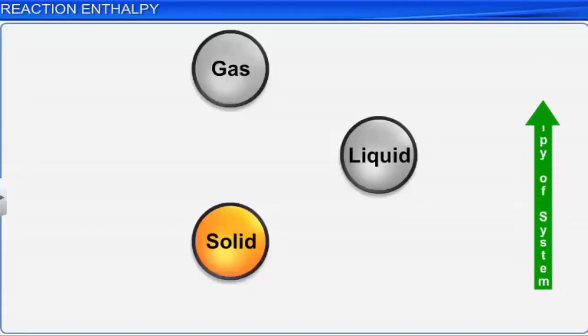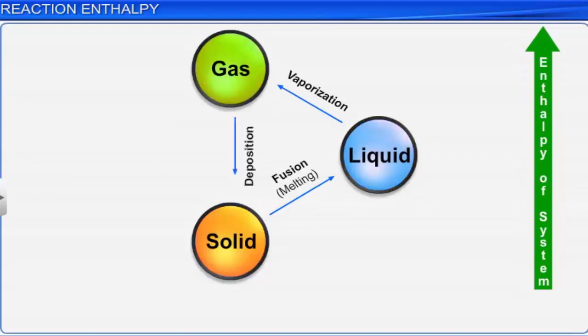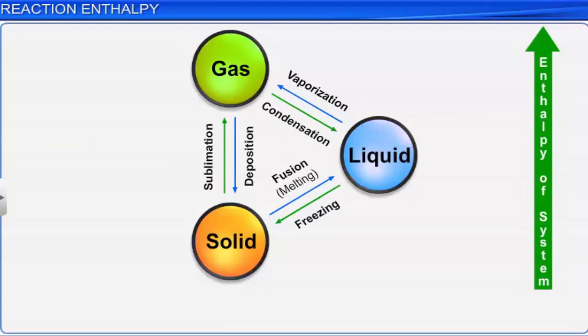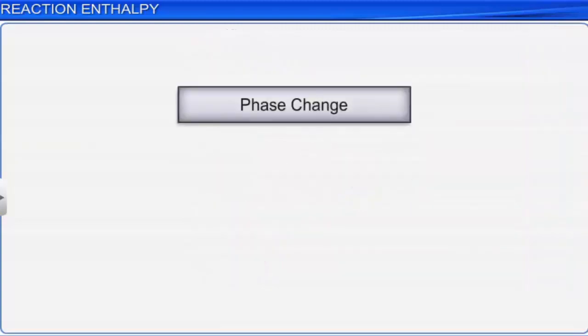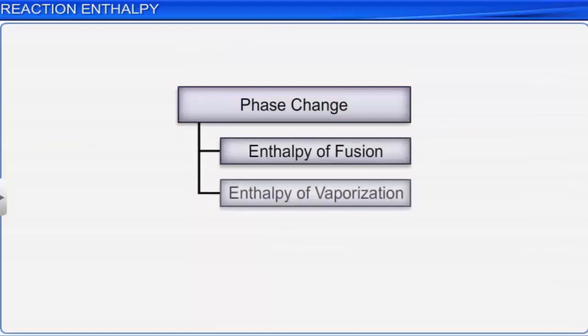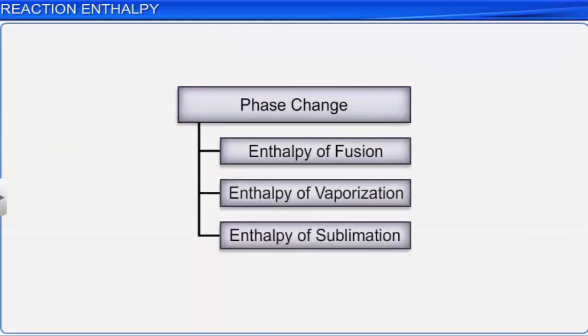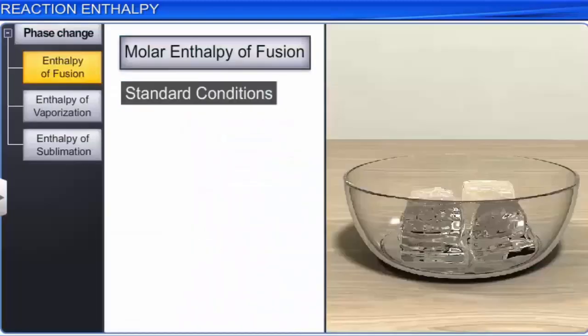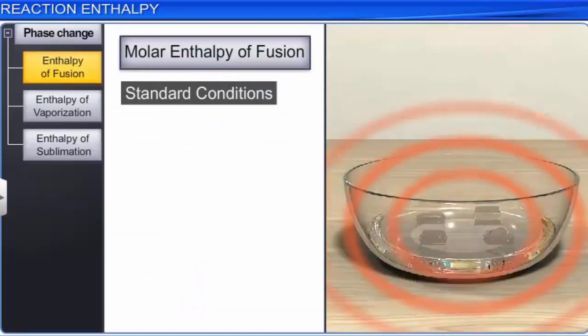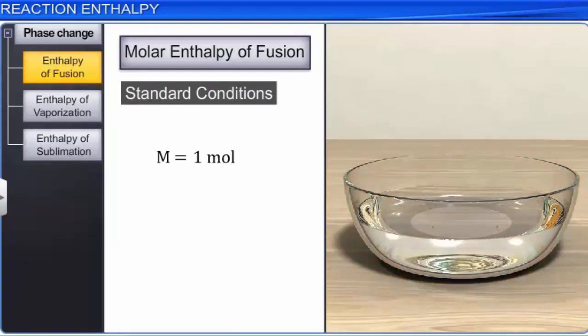The process by which matter is converted from one state into another is known as phase change or phase transition. The enthalpy or heat changes accompanying these phase changes are enthalpy of fusion, enthalpy of vaporization, and enthalpy of sublimation. Let's look at each type in detail. Standard enthalpy of fusion is the enthalpy change accompanying the melting of 1 mole of a solid substance in standard state into its liquid state. It is also called molar enthalpy of fusion and is represented as ΔfusH°.